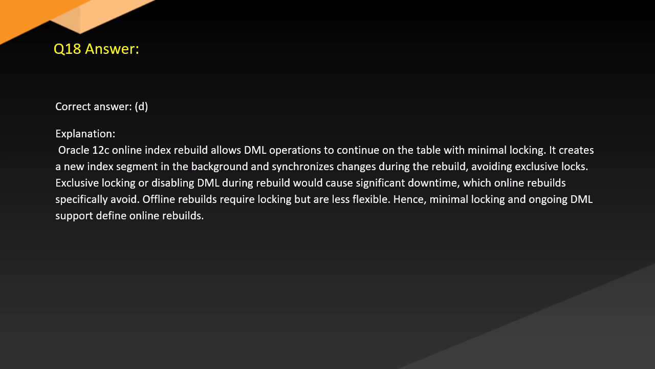Answer. Correct answer: B. Explanation. Oracle 12c online index rebuild allows DML operations to continue on the table with minimal locking. It creates a new index segment in the background and synchronizes changes during the rebuild, avoiding exclusive locks. Exclusive locking or disabling DML during rebuild would cause significant downtime, which online rebuilds specifically avoid. Offline rebuilds require locking but are less flexible, hence minimal locking and ongoing DML support define online rebuilds.